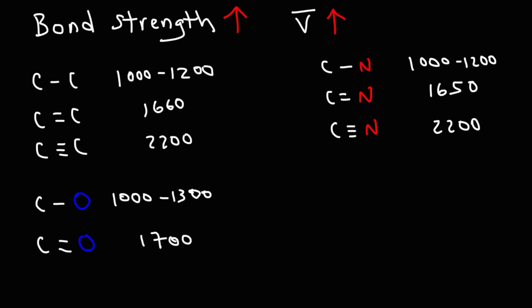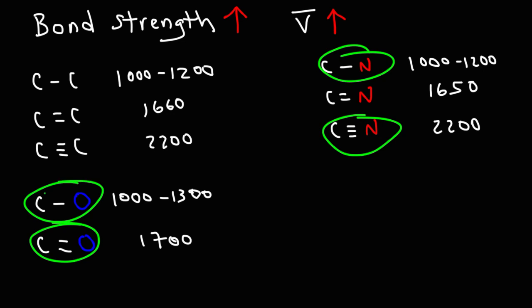Now the next relationship that we need to consider is the one between bond strength and wave number. As the strength of a bond increases, the wave number goes up. We know that triple bonds are stronger than double bonds, and double bonds are stronger than single bonds. Thus, triple bonds will have a higher wave number than single bonds. We can see that in the case of alkynes relative to alkanes, in the case of nitriles versus amines, and carbonyls versus a C single bond O stretch.